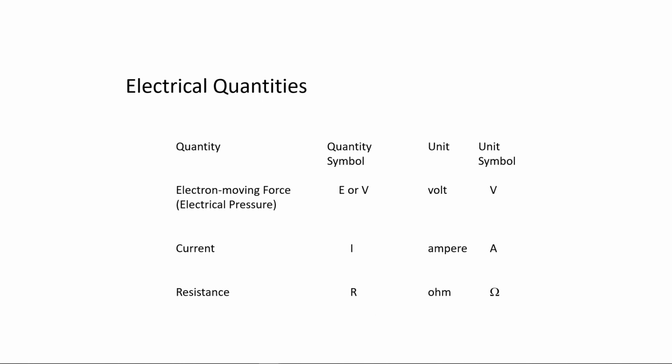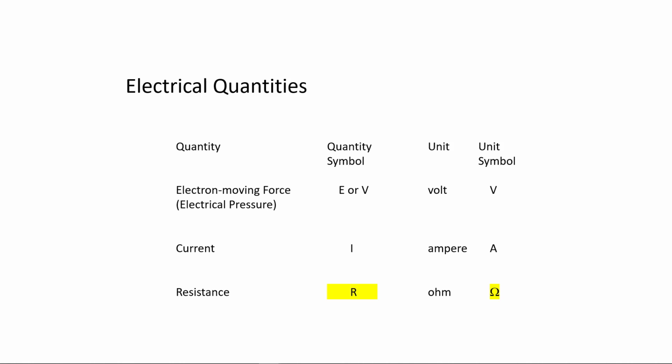Let's review the electrical quantities we've discussed so far and the units we use to measure them. Electric pressure, the force that pushes electrons through a circuit, has the quantity symbol E, although V is more commonly used today. The unit for electrical pressure is the volt, and the symbol for the unit is the uppercase V. The current has the quantity symbol I, short for intensity, and the unit ampere. Uppercase A is the symbol used for the ampere unit. Resistance has the quantity symbol R and the unit ohm. And notice that the unit symbol for ohm is represented by the Greek letter omega.